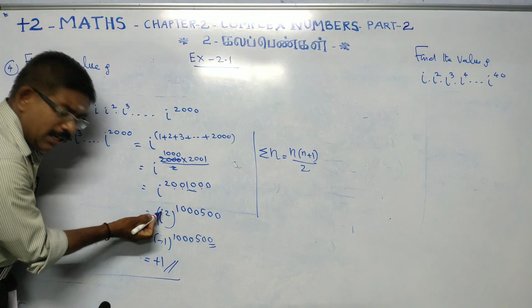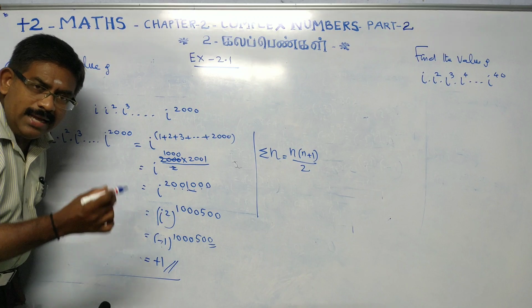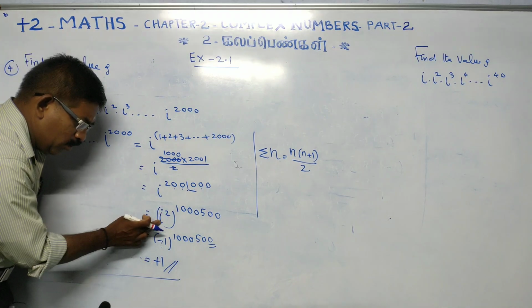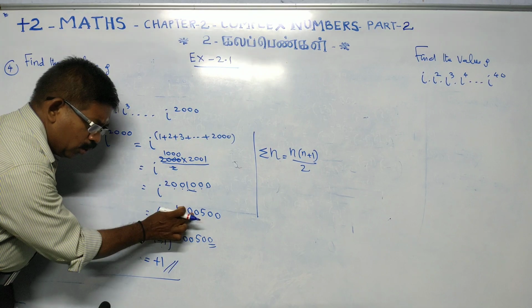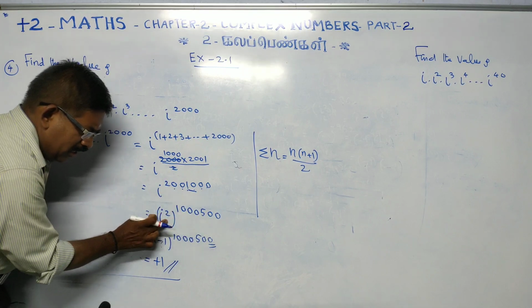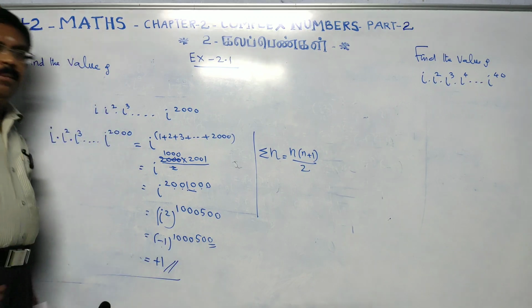This term can be written in terms of i square. I have written it as a power of i square. Dividing by 2 gives 1000 times i square, the remainder 0, and 10 into 5 times. This value is minus 1. Minus 1 power even number becomes positive.